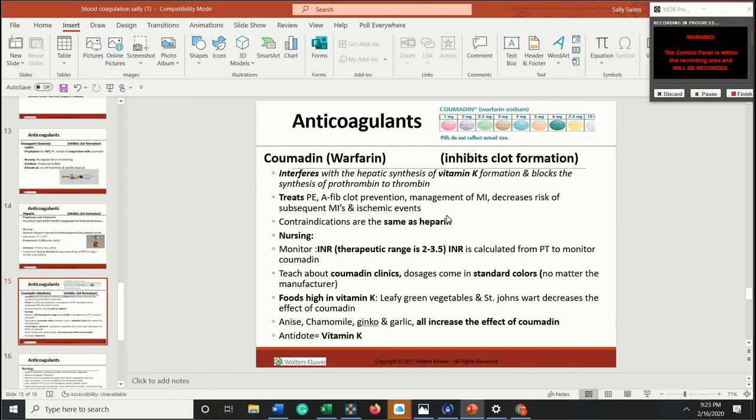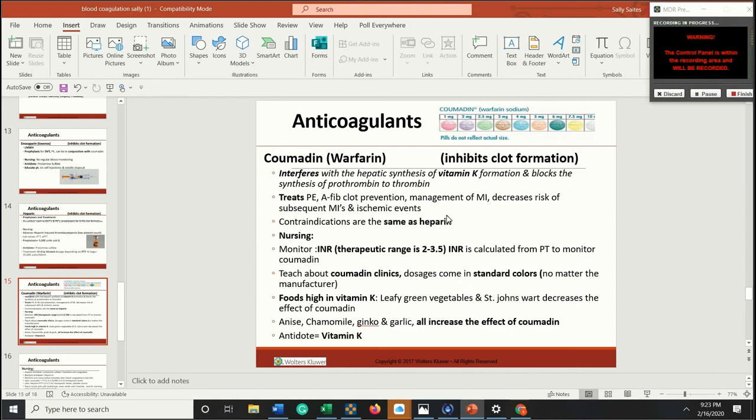Foods high in vitamin K. So this is what you're going to hear: "I'm on Coumadin. I can't eat any green leafy vegetables." That's what you're going to hear from some people. That is incorrect. Okay. What they do need to do is eat the same amount of green leafy vegetables every day. They want to be stable in their amount of vitamin K foods that they're eating every day.